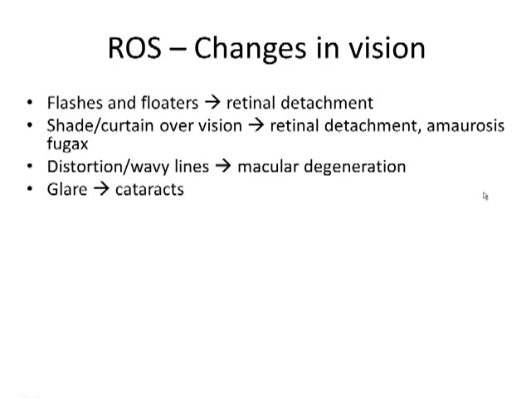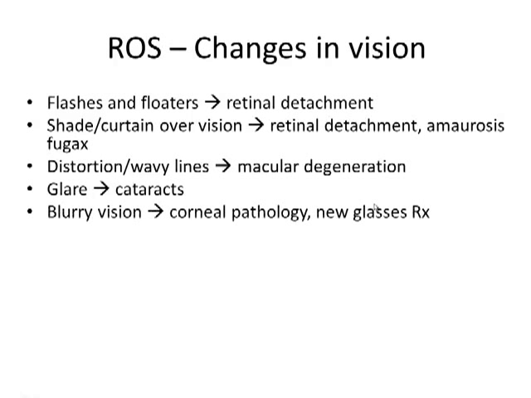You can also ask about glare. Some people might come in complaining that, hey, I notice that when I'm driving at night, oncoming headlights are so bright. And that's often the first sign of a significant cataract developing in the eye. Somebody that comes in with blurry vision, you can ask, is your vision blurrier than usual? And this is usually some sort of corneal pathology, or, if they haven't been to the eye doctor in a while, they might need a new glasses prescription. Scotomas, or areas of your vision that are darker, blocked out, and this is usually a central visual pathway issue.